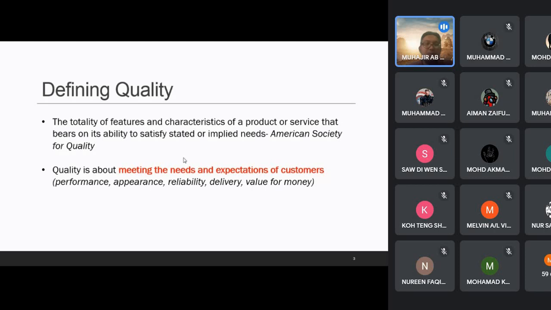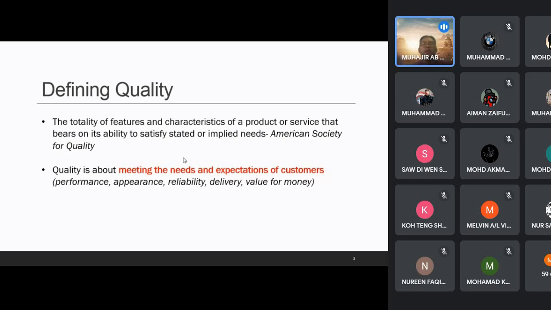So what the customer wants, if you can meet those needs and expectations, then your product will also have quality. The needs and expectations might be in terms of performance, just as mentioned before, appearance, which is more toward design, reliability, service, for example delivery, and also the expectation about the money. If you buy a product of 1,000 ringgit, the quality should be good, and you don't expect it to break in just a few days. I mean, it's not reliable.